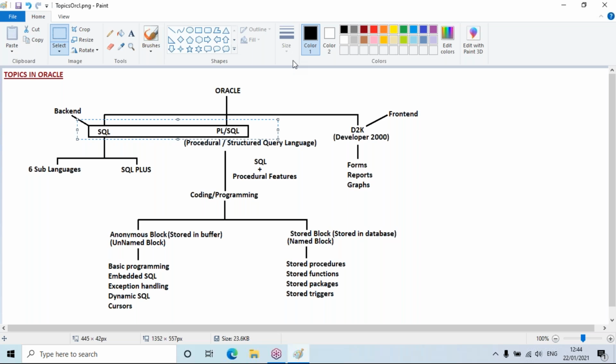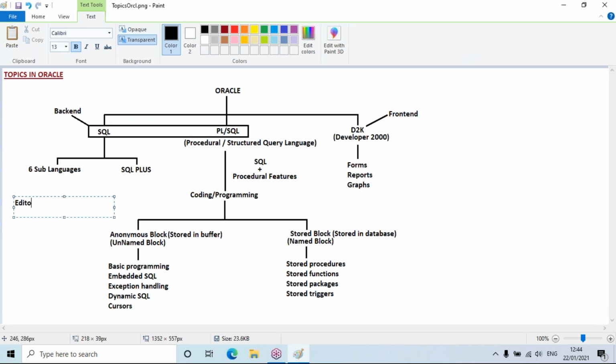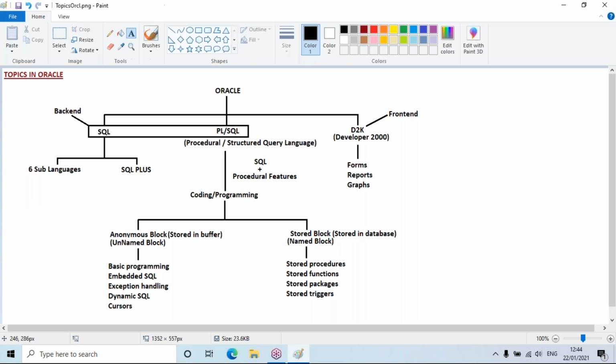Now, keeping all these things in view, next class I'll discuss editions of Oracle. That part I'll discuss next class, I'm saying. Editions, I'll just make a list. You don't need to know detailed things about those editions. I'll just come up with the list there.